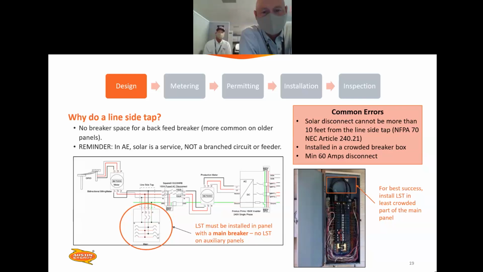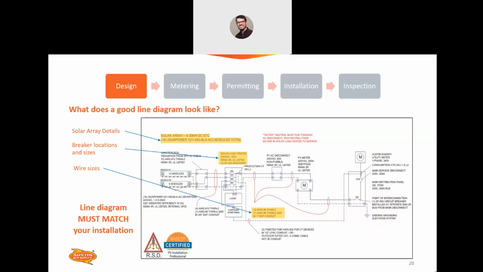So moving on. This is what a good line diagram looks like. Alan, Rory, if you guys have any comments here, but basically just be sure that you are providing all the solar array details that are listed, the amount of modules that are listed, the breaker locations and sizes, and the wire sizes, so that in every single way possible, the line diagram matches what your installation is. That just makes Rory's life easier, makes Alan's life easier. Make sure that you have all of that available. Make sure it's NABCEP certified.